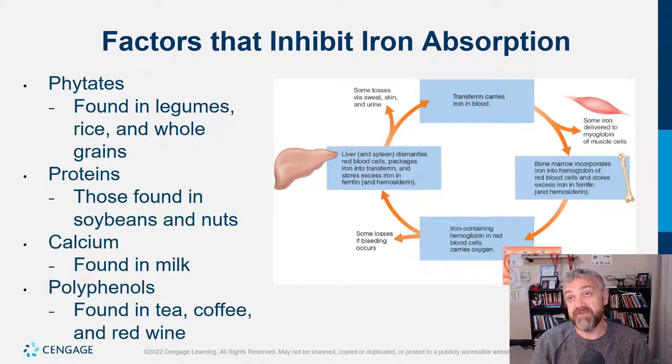So what does this mean? If you're trying to impair absorption, then you would want to have tea and coffee and these types of things with your iron-containing meals. If you're iron deficient, then you may want to limit your consumption of these types of things while you are consuming iron.